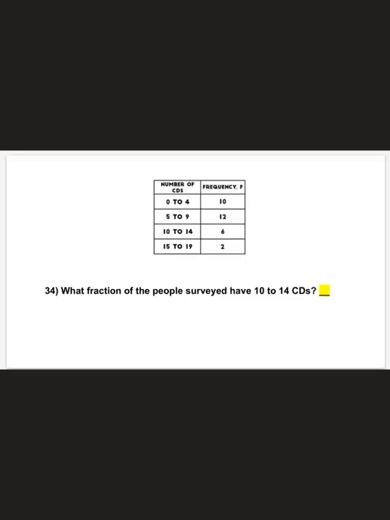Last question, what fraction of the people surveyed have 10 to 14 CDs? So easily enough, we can read that 10 to 14 was 6 people, but that's just the top part of our fraction. We need to figure out the bottom, and by doing that, we just need to add up all of our people. So 10 plus 12 is 22, 22 plus 6 is 28, 28 plus 2 is a total of 30 people. So our fraction would be 6 out of 30, but that can be simplified. Both numbers can be divided by 6. So our final answer should be 1 out of 5.